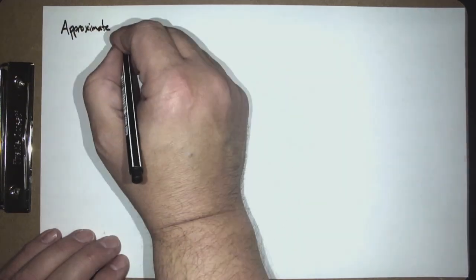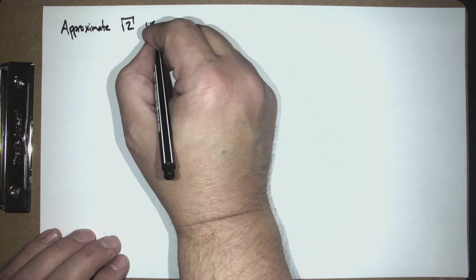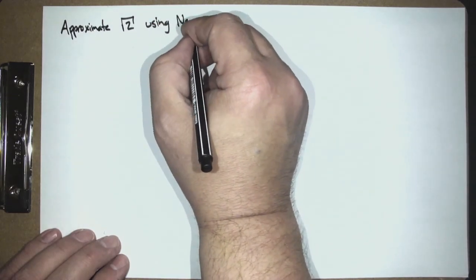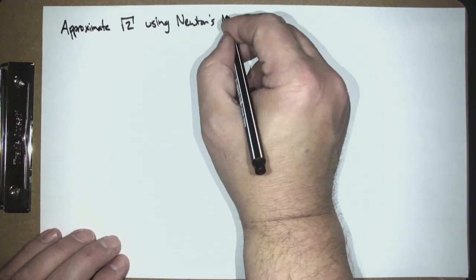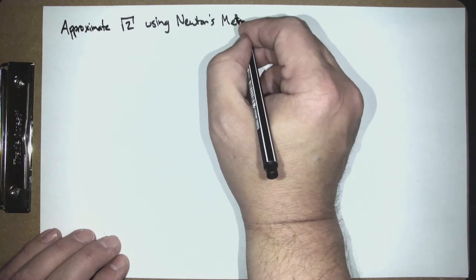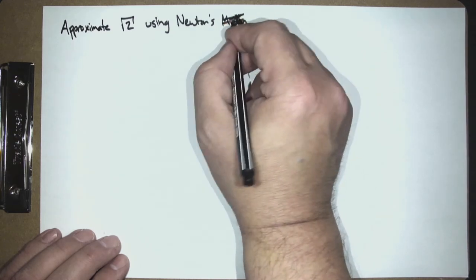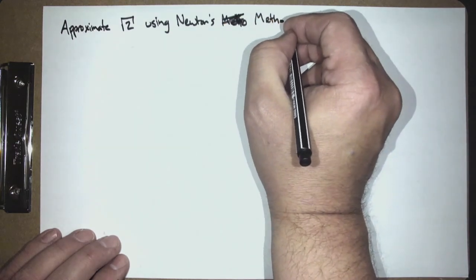Okay. So let's start with a very classical one. And when I say classical, I'm talking thousands of years ago. So let's approximate the square root of 2 using Newton's method.